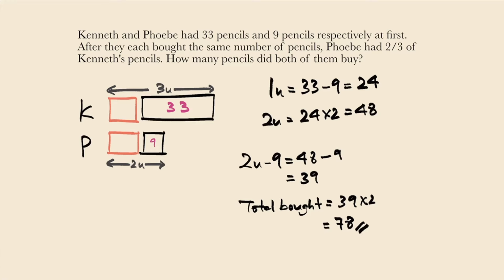So if we can find 2 units, which is 48, we can subtract 9, and that would get us 1 unit of what was bought. So that will be 2U minus 9, that's 39. So both of them bought 39 times 2, 78.